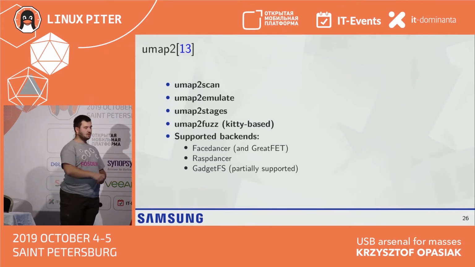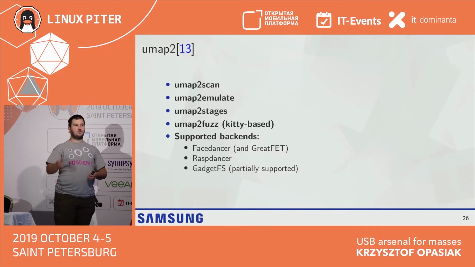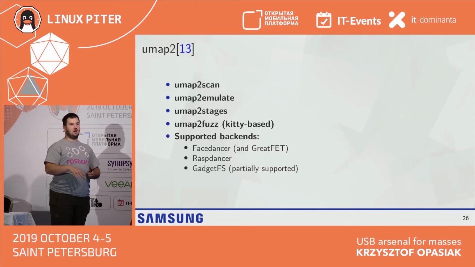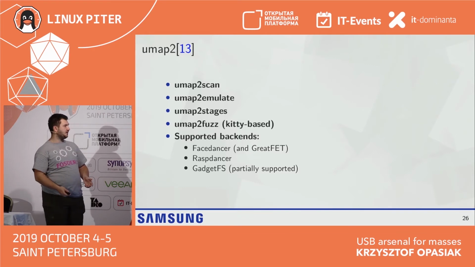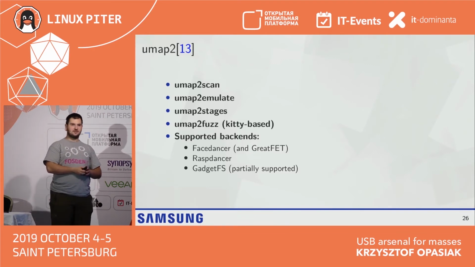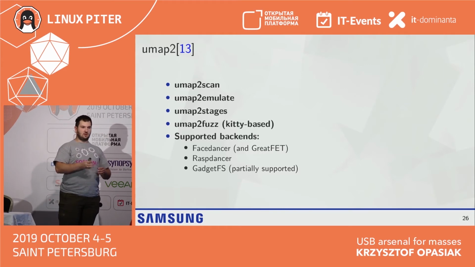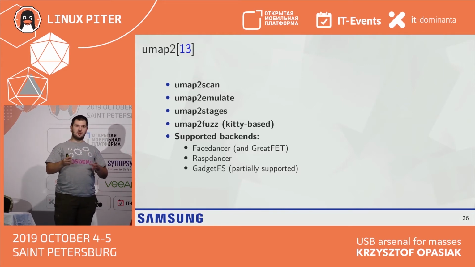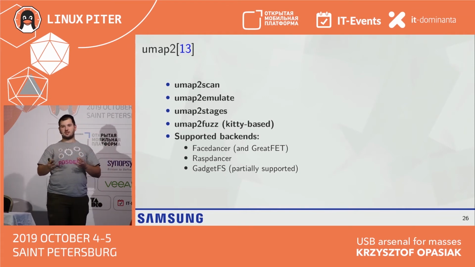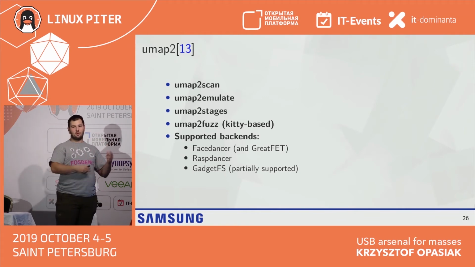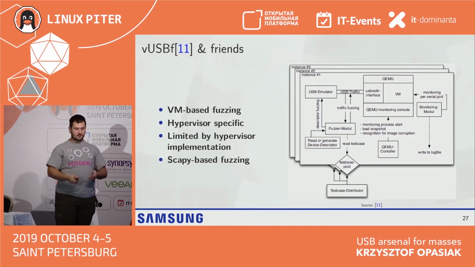There is Rasp Dancer, which is basically a hat for Raspberry Pi 2 with a USB 5 that serves the same purpose as a Phase Dancer. And there is a GadgetFS, but GadgetFS backend is very limited because the kernel does some sanity checks on a packet that comes from the user space. So you cannot get such good effects as with those custom boards.